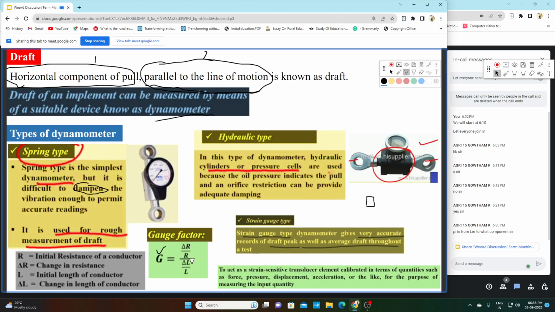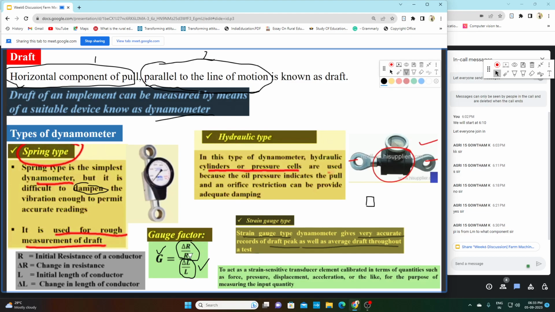Now when force is applied to the strain gauge, there is a change in strain, or change in dimension of this sticker. When there is a change in dimension, we can calculate the strain. Strain is change in length divided by actual length. From this we can get delta R by R. Delta R by R is the change in resistance.